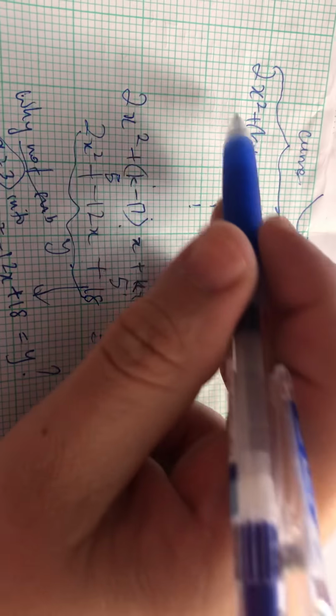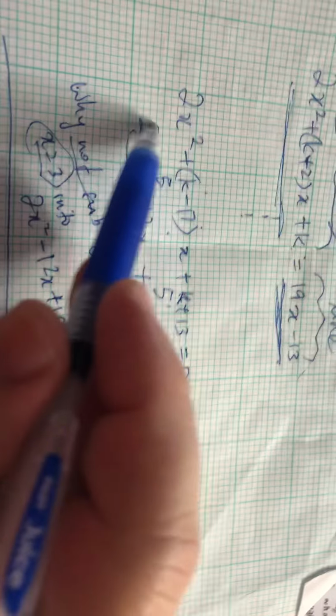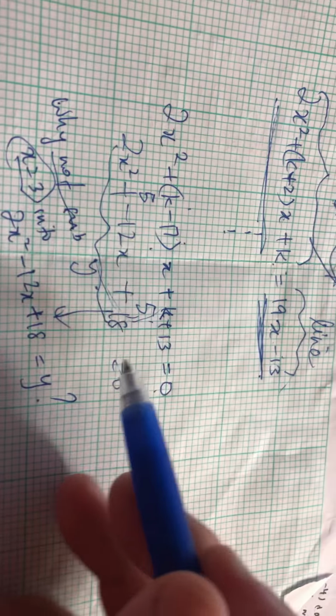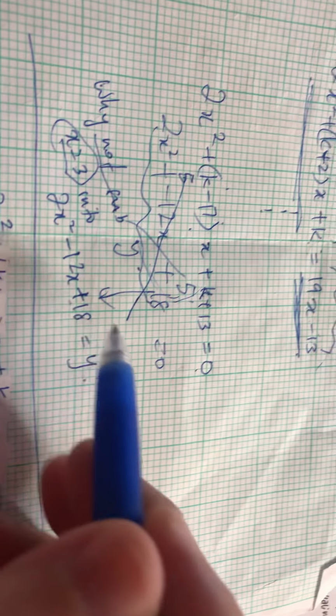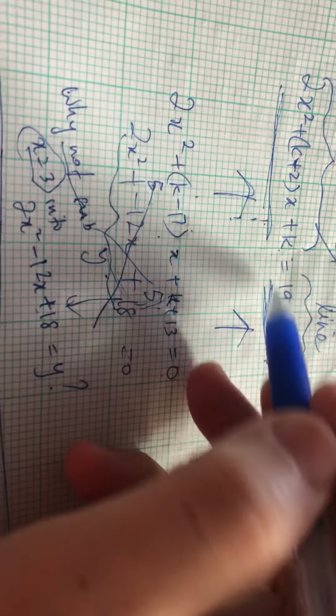So you have to either use this line, which was what the solution did, or you have to use this curve equation. You cannot be using this combined equation. That explains why you cannot use this. You cannot sub into this, and you have to sub into either this or this. You will find that you will get the same answer whether you sub into this or this.